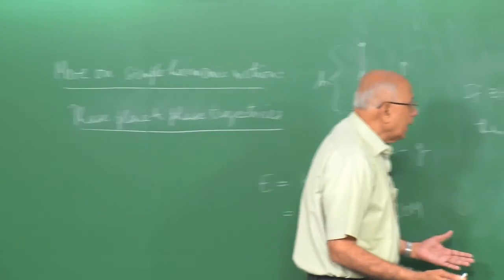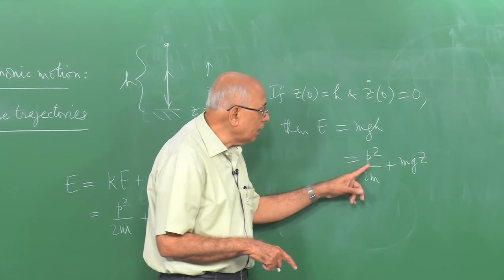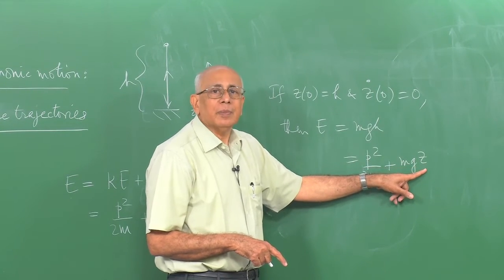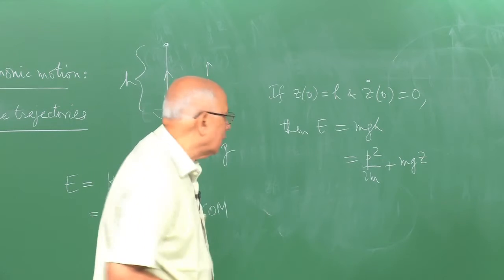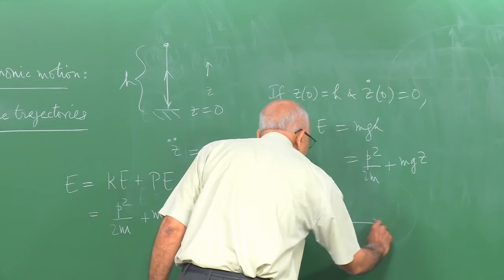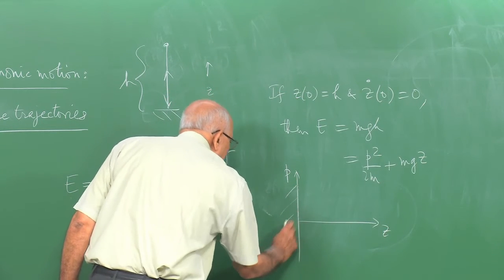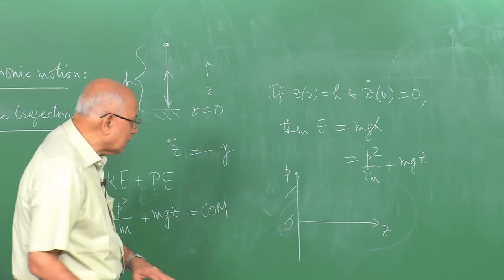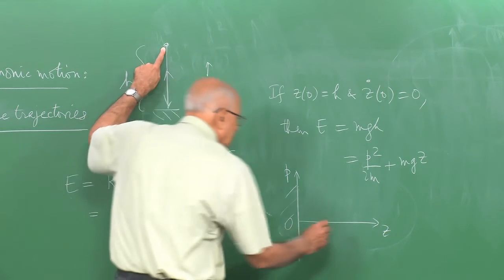Now what does this look like? There is a variable on the y axis, the p axis, which is a square here, and you have a linear term here. Therefore this curve must be some kind of parabola, and indeed it is. If I plot this, here z, I do not plot z negative because it cannot go through the floor, that is a barrier at this point, and if I start at a height h at rest, I am starting here.